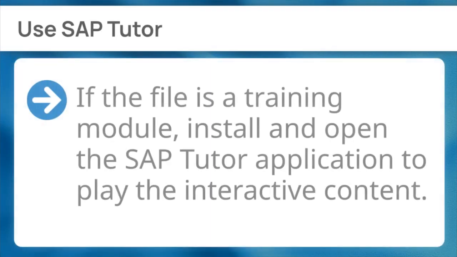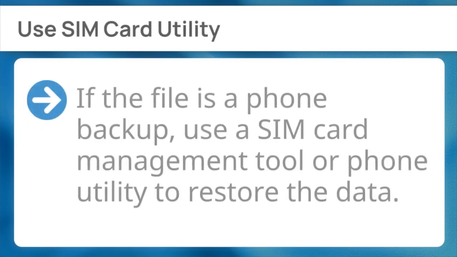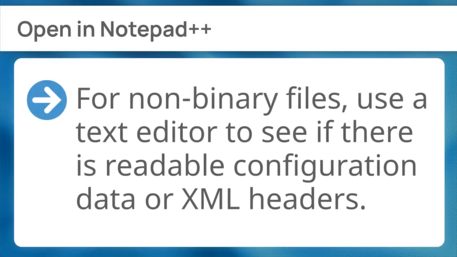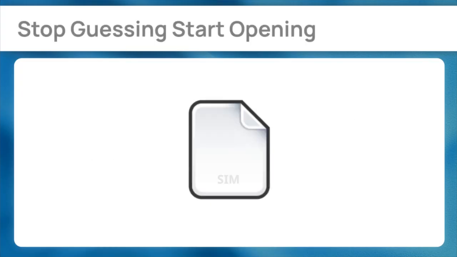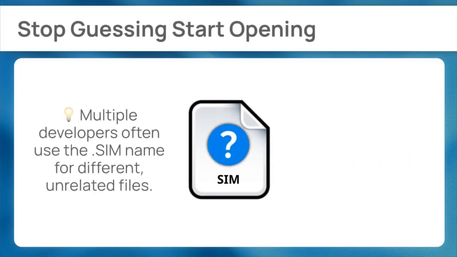First, use SAP Tutor. If the file is a training module, install and open the SAP Tutor application to play the interactive content. Next, use SIM card utility. If the file is a phone backup, use a SIM card management tool or phone utility to restore the data. Finally, open in Notepad++. For non-binary files, use a text editor to see if there is readable configuration data or XML headers.